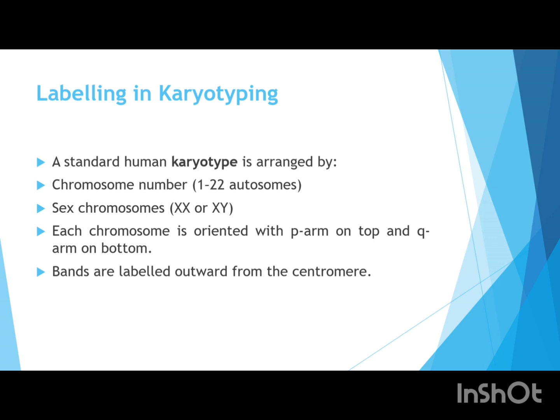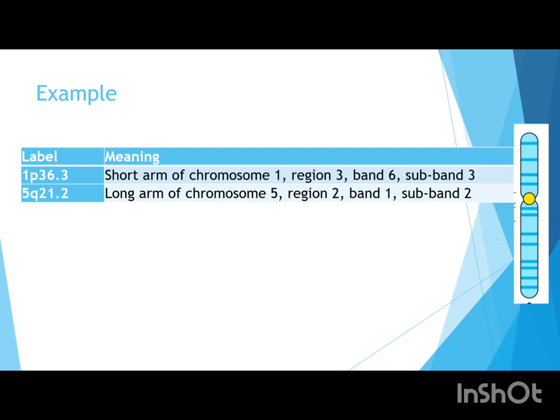Labeling of a karyotype. So now what is the labeling? The standard human karyotypes are generally arranged as 1 to 22 autosomes, and then the sex chromosomes. They are oriented such that the p arm is always at top and the q arm is at bottom, and the bands are labeled outward from the centromere. So this is the basics of labeling of the observed karyotype.